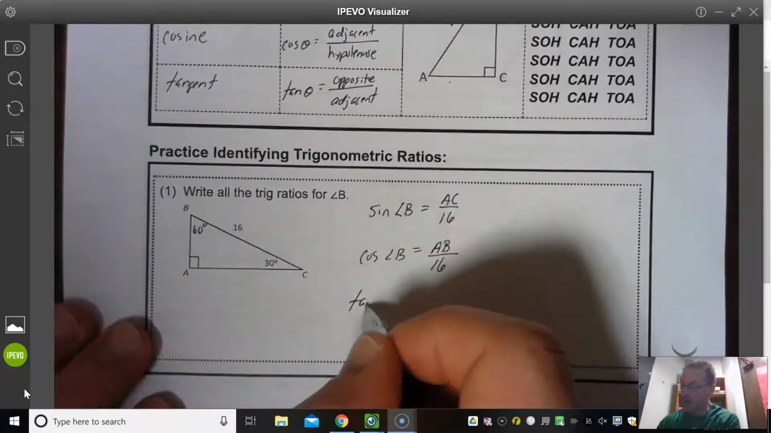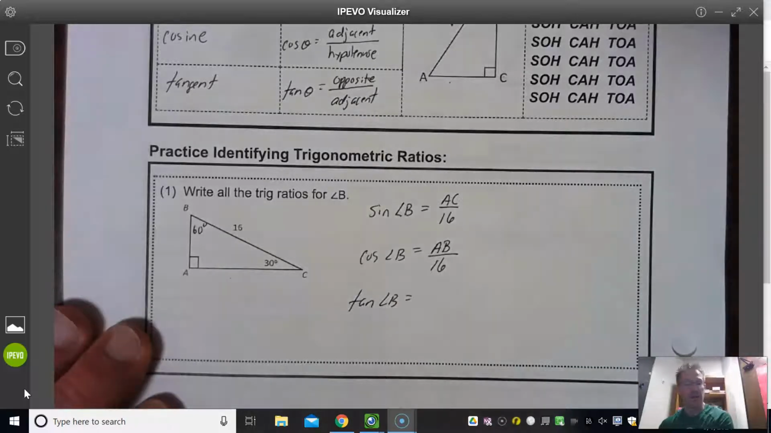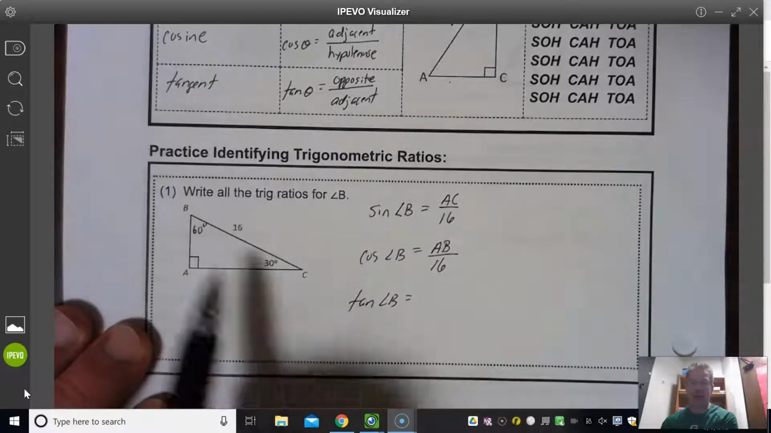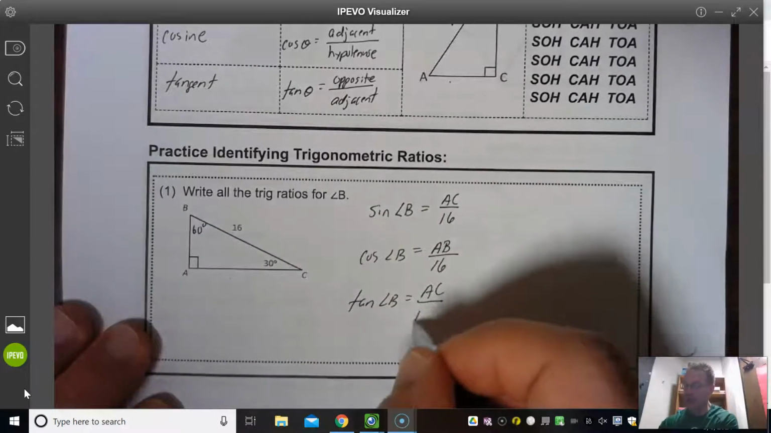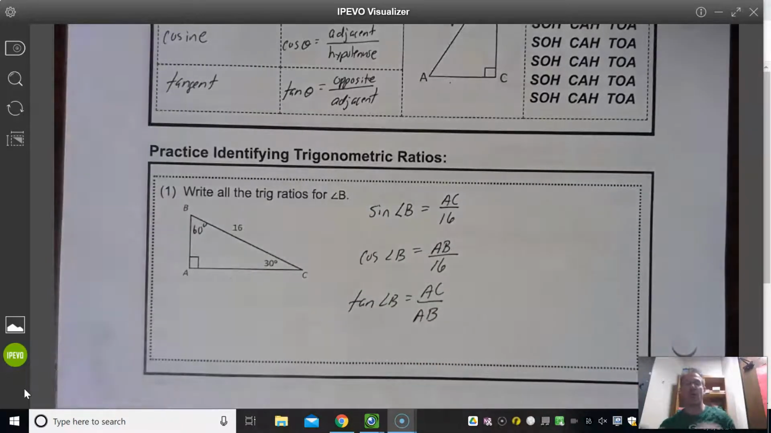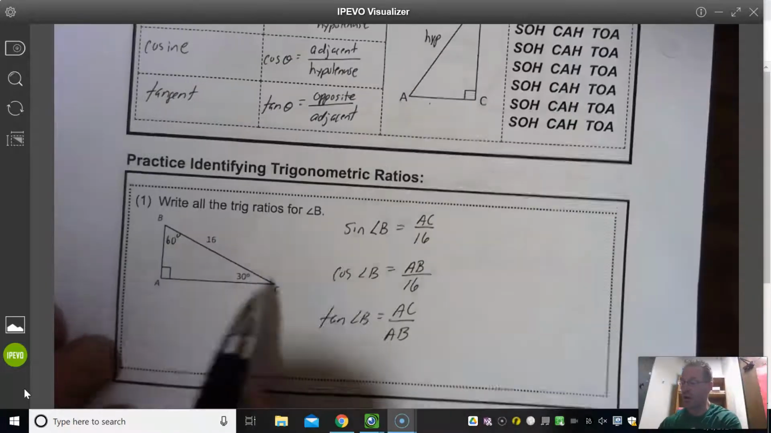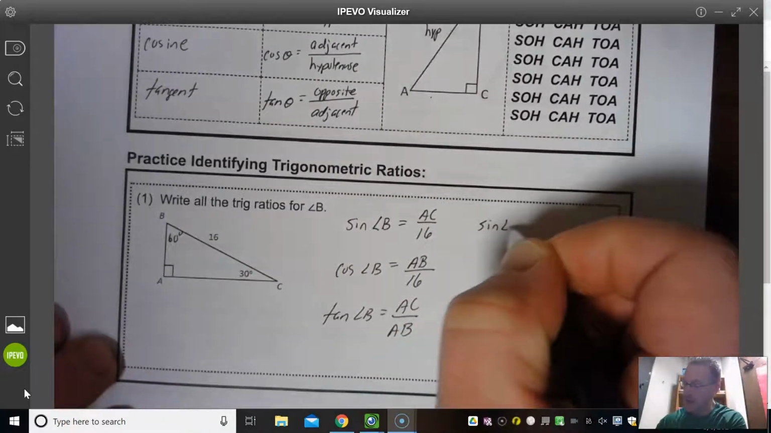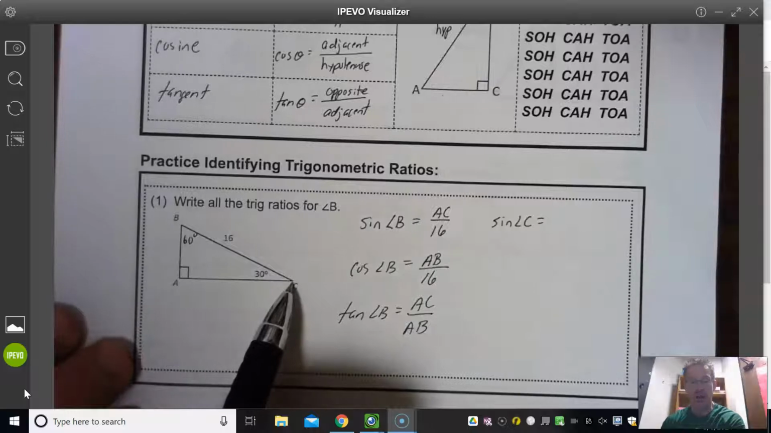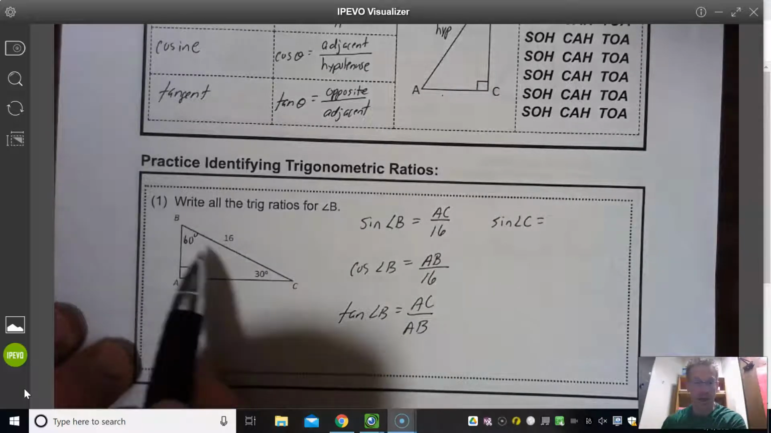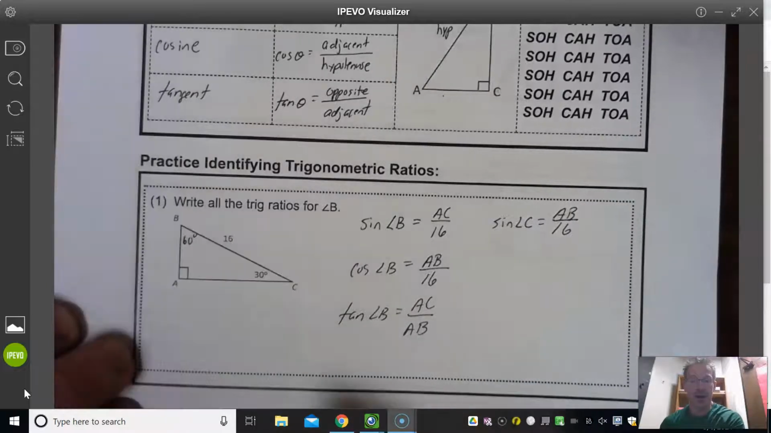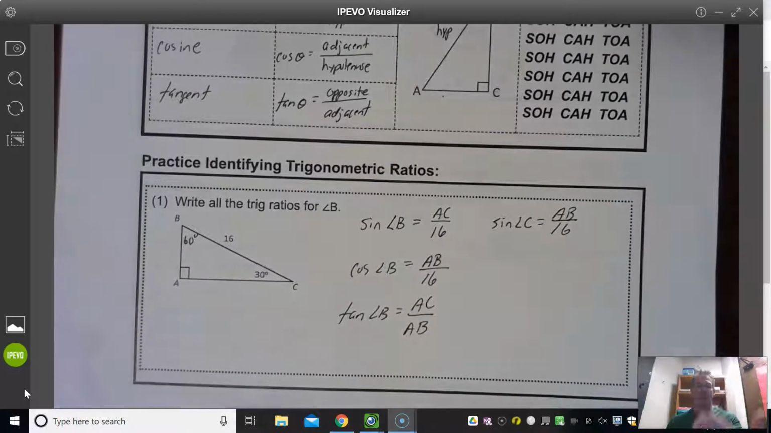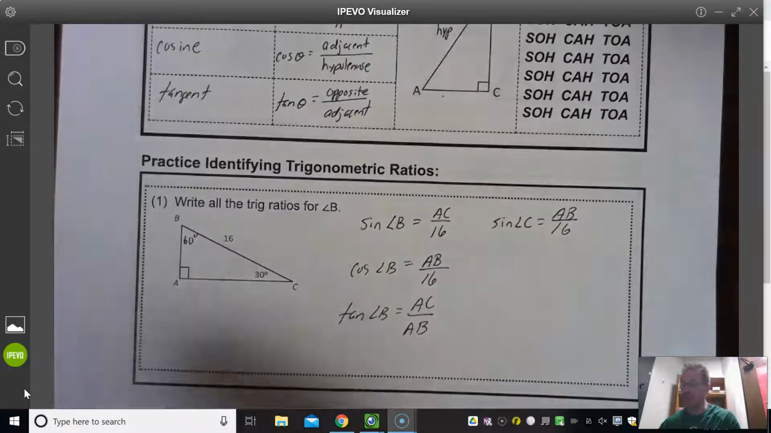And then my final one for angle B is tangent. Tangent is the opposite, so the opposite is AC, and the adjacent, once again, is AB. So that's how we look at those. Just to give you a quick peek, if I did the sine of angle C, the opposite for that would be AB, but the hypotenuse is still 16. So once again, that trig ratio just depends on what angle you're looking from. We just wrote all those trig ratios.